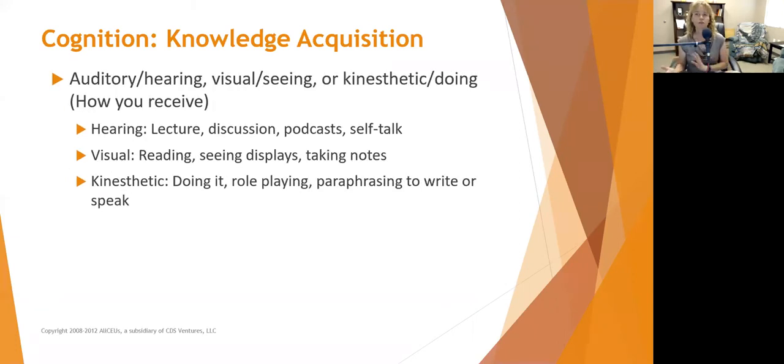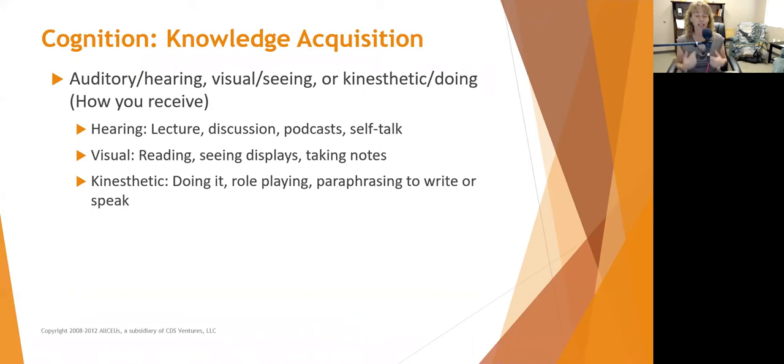Auditory, visual, or kinesthetic learners. So hearing auditory learners prefer lecture, obviously, because they can hear it. Discussion, because they're not only manipulating the information, but they're hearing other people talk about it and hearing themselves talk about it. They like podcasts, and sometimes they'll just talk to themselves in order to get the information to sink in.